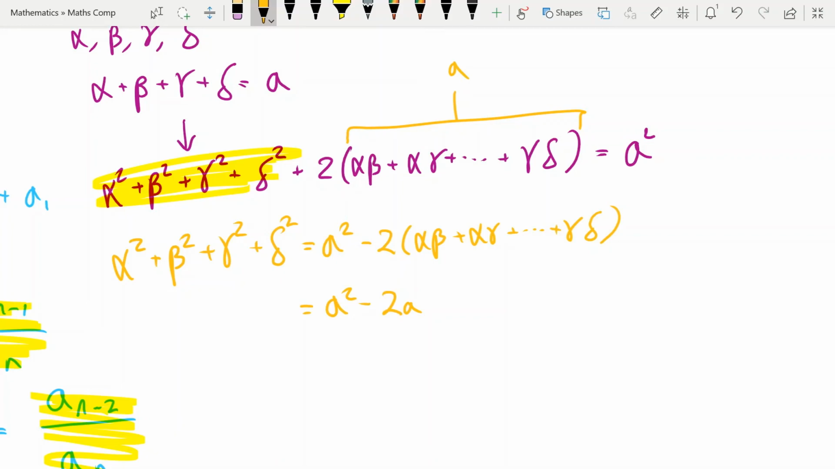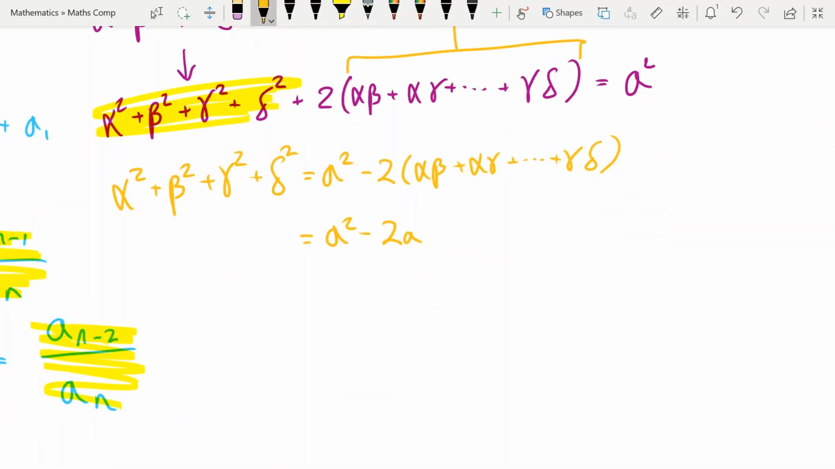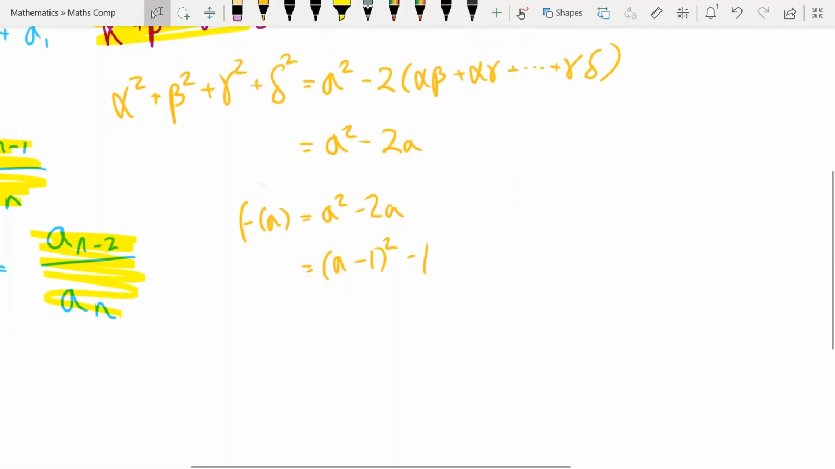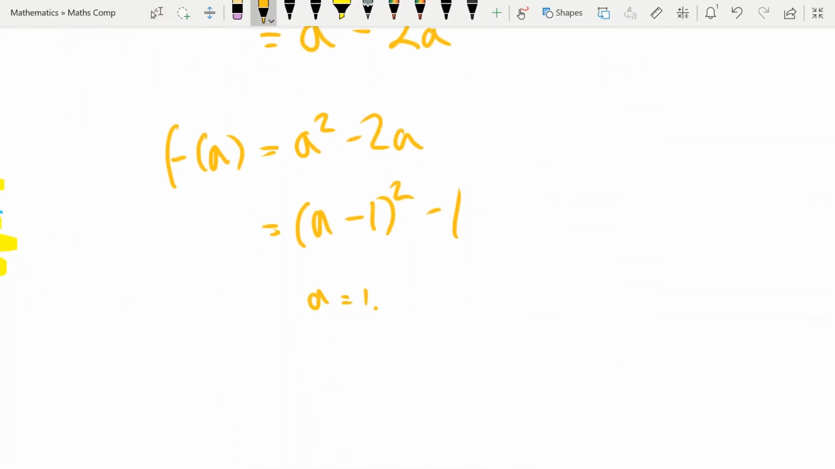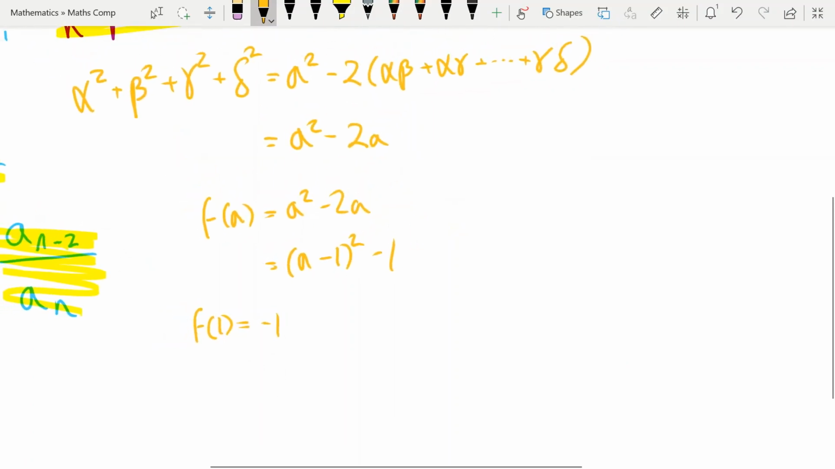And well, from this we can say this is a function. So f of a is a function, and you can have a squared minus 2a. Well, this is actually equal to (a minus 1) squared minus 1, where you can see the minimum value of this expression is when a equals 1. So the minimum value is f of 1, which equals minus 1. So therefore, the minimum value of the sum of the squares of the roots is going to be minus 1, and that's your answer.